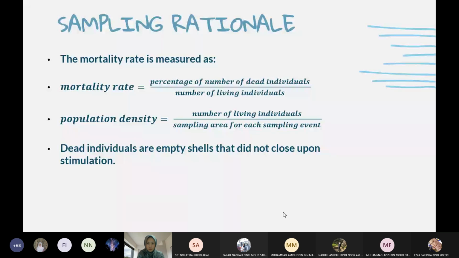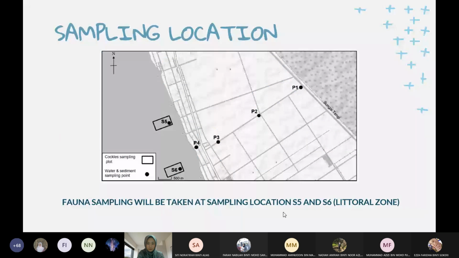The mortality was observed by recording the number of alive and dead individuals to determine the mortality rate. Mortality rate and population density formula can be seen below. It must be noted that the number of dead individuals is represented by empty shells and those that did not close its shell when being provoked or stimulated. The next slide shows the sampling location for fauna samples.